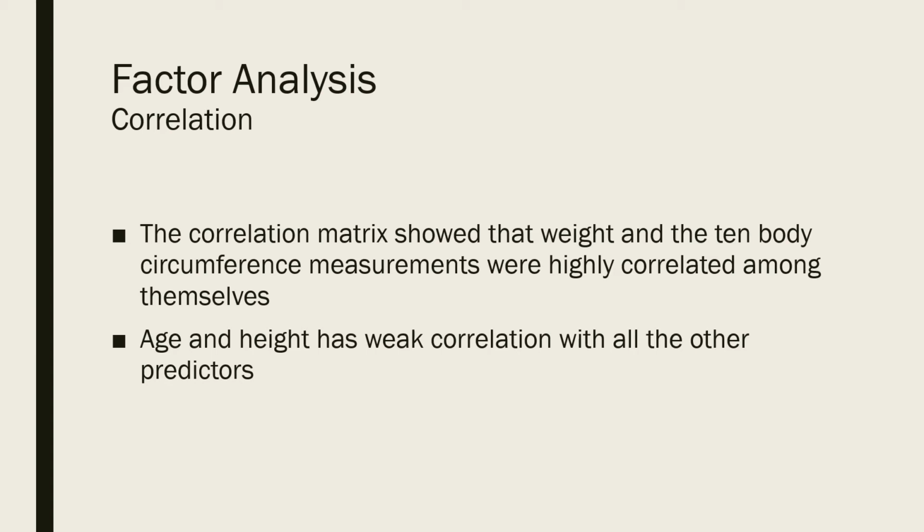So the body circumference measurements and weight gave similar information to our analysis. And then age and height had weak correlations with all the other ones, so they were very different from the weight in the body circumference measurements, and they were also very different from each other.